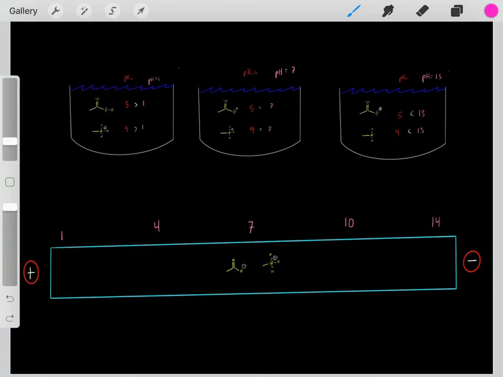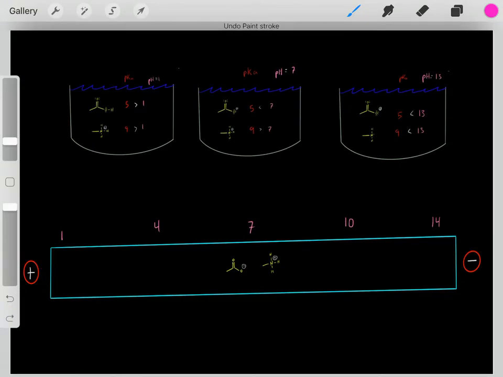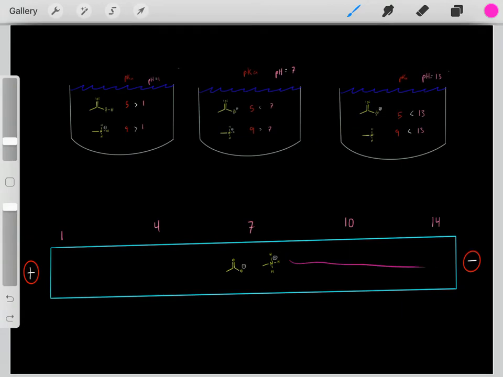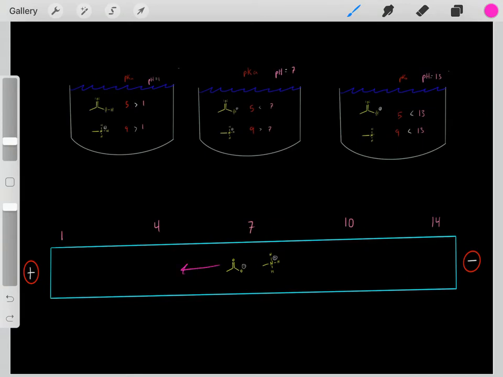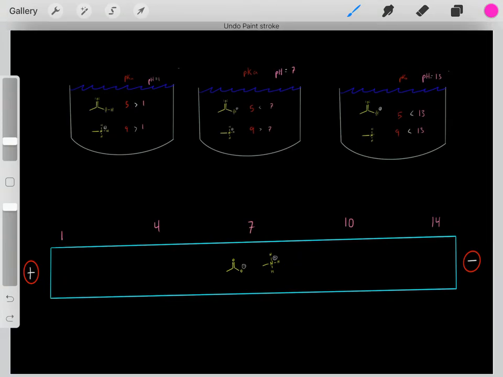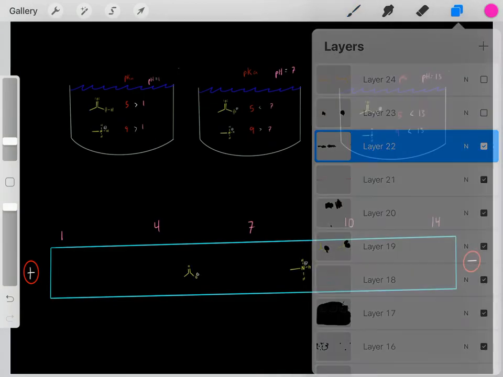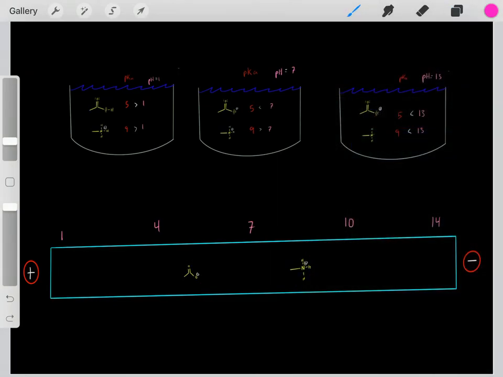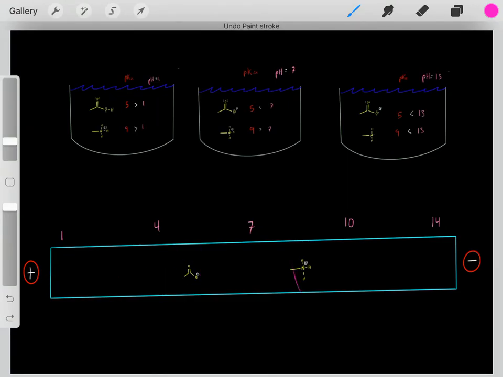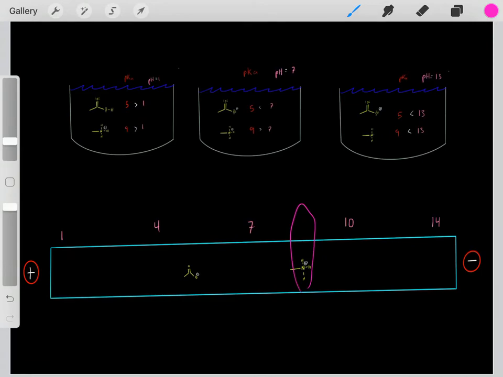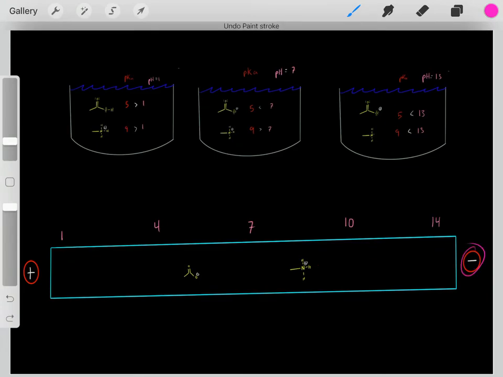So what's going to happen? Well, this guy's negatively charged, so it's going to be attracted towards the positive node. And this guy's positively charged, so it's going to be attracted towards the negative node. So now they're going to separate. This guy's going to diffuse in this direction, and this guy's going to diffuse in this direction. Once they start moving, now they've separated. But at this pH, this guy's still negatively charged, so it's still going to be attracted. And at a pH of maybe 8 or 9, this one is still positively charged, so it's still going to be attracted to the negative node.